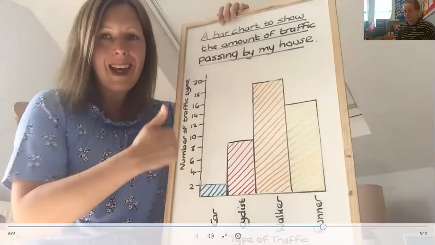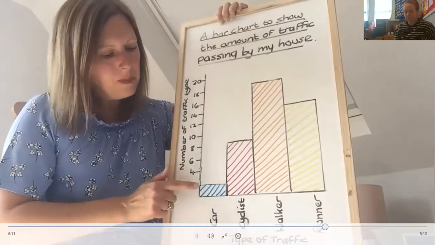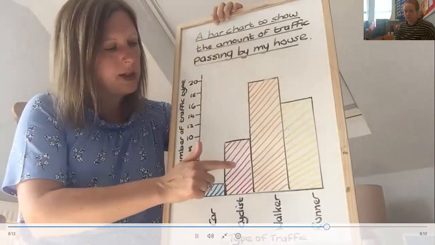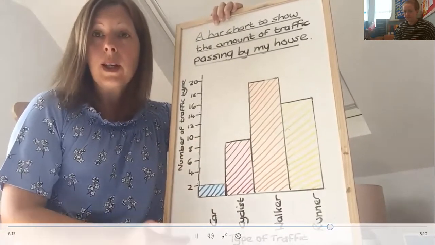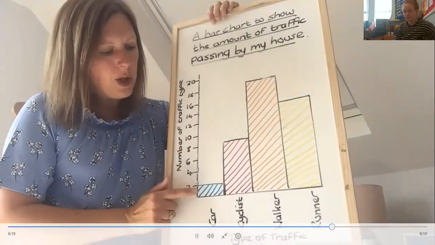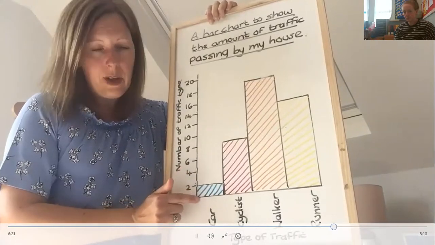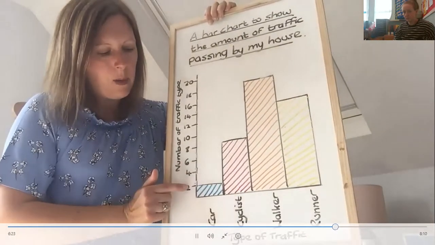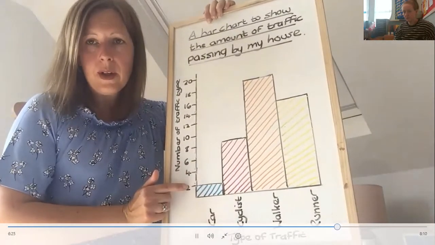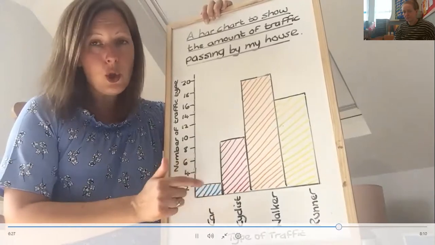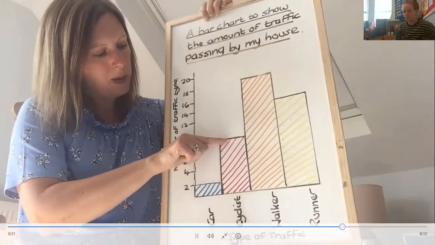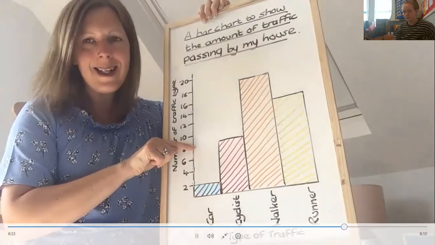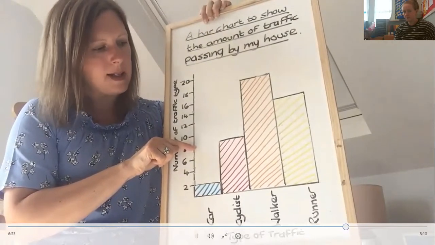So using the scale that I have used then, I have recorded on each of these different bars the numbers that we saw going past our house. So we can see here for the car that my bar is going up to the number 2 at the side of my graph here. So that shows me there was 2 cars. The cyclist, if I follow the height of my bar up and go across, it's showing me that I had 8 cyclists going past the house.